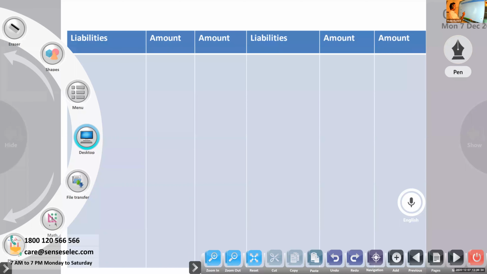Less additional capital introduced. Here it is given in the last adjustment, 30,000. Next, less opening capital, 2,24,000.